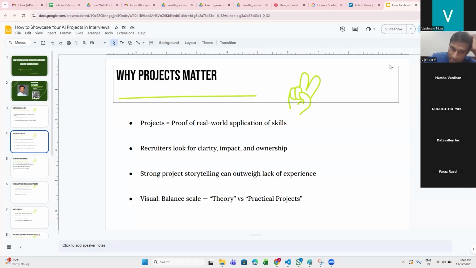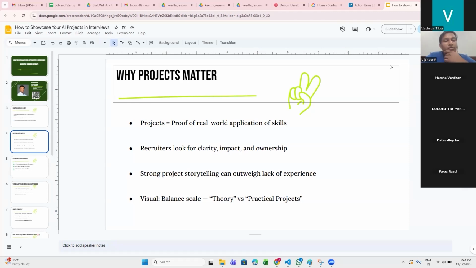So that's why projects are really important. So recruiters look for clarity, impact, and ownership, right? So primarily, if somebody is recruiting you, they want to hire someone who will get the work done, right? So nobody wants to hire someone just for the sake of it, right? Because they have to pay some money for that, right?